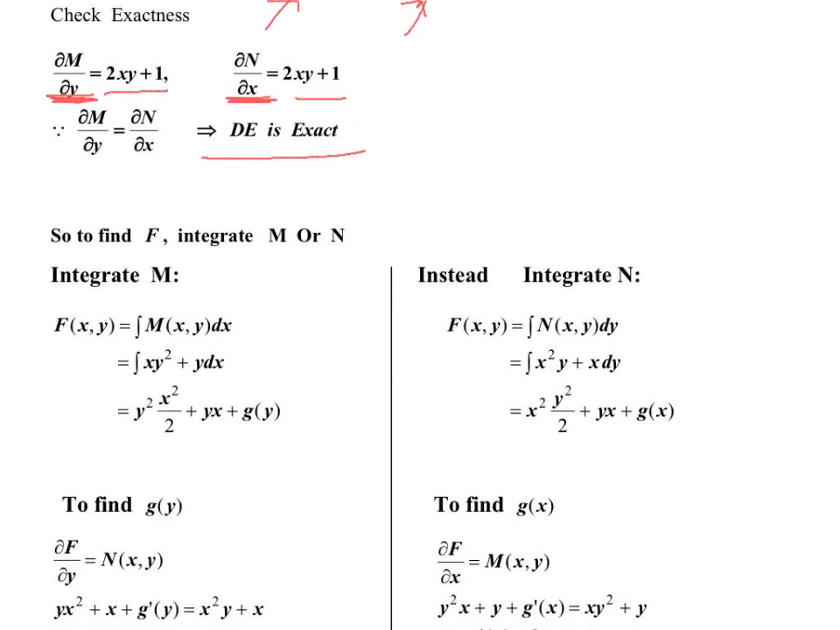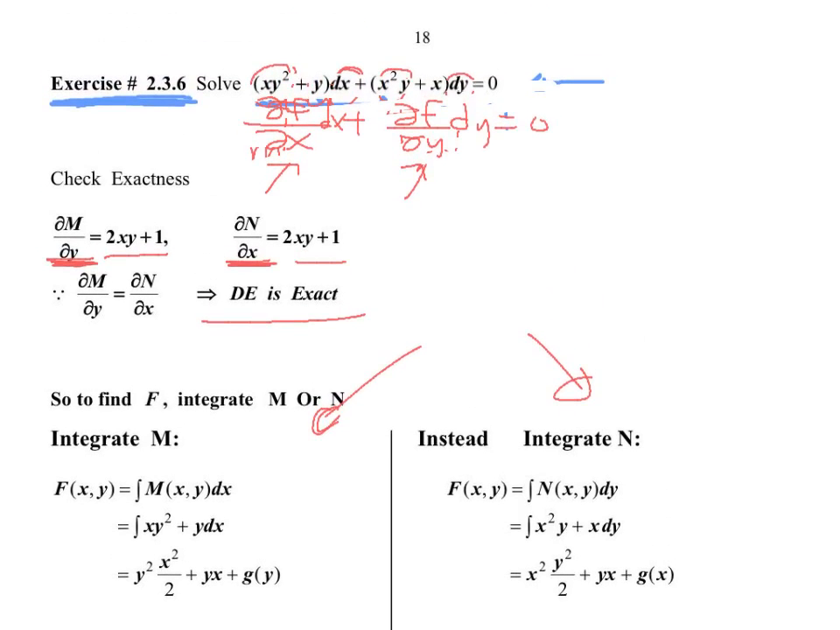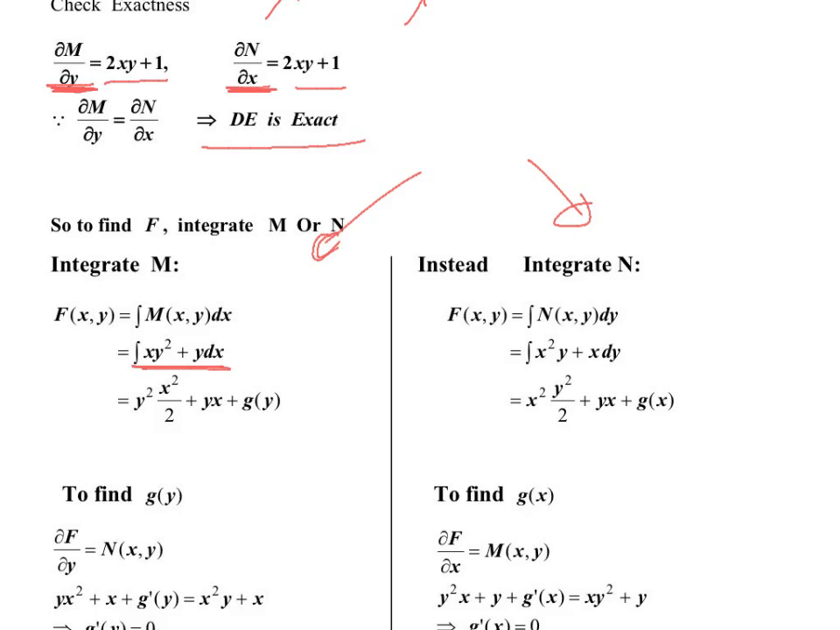I have written it here, using both integrations, to let you see the method. Either you do this or that. Here both are easy. So if you choose to integrate m, which is the first part, the integration of xy squared plus y dx, y is constant, so y squared will remain, x squared over 2 plus yx plus g of y. When you are integrating with respect to x, y is constant.